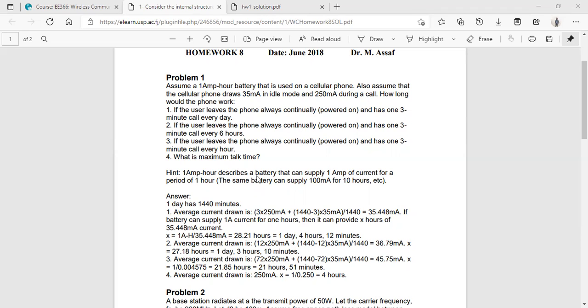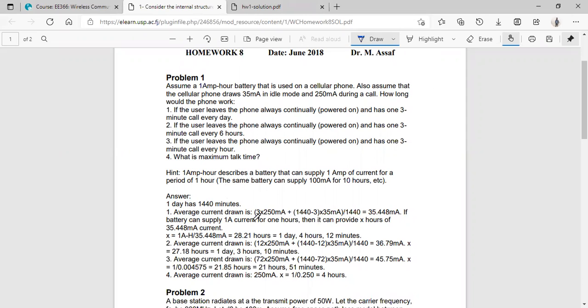So in a day, if you go to the solution, there are 1440 minutes. That is 60 minutes multiplied by 24 hours. So out of 1440 minutes, the user just takes a 3-minute call in that particular day. We have to find out how long the phone would work.